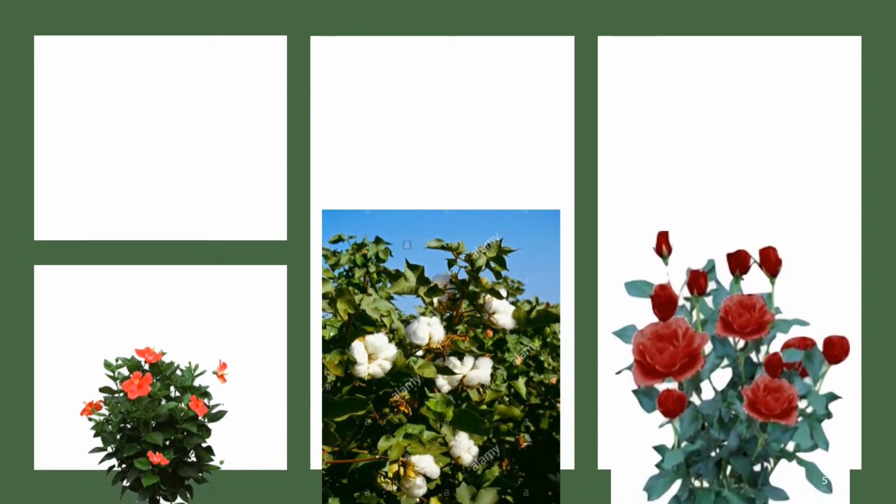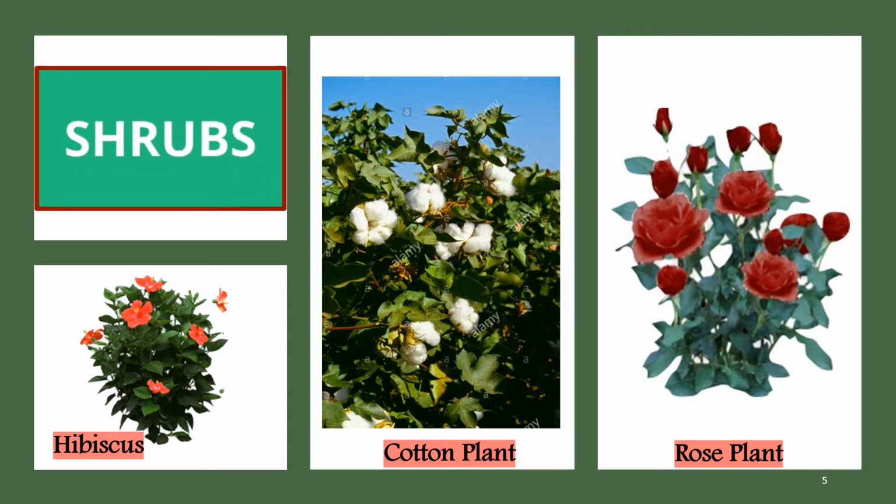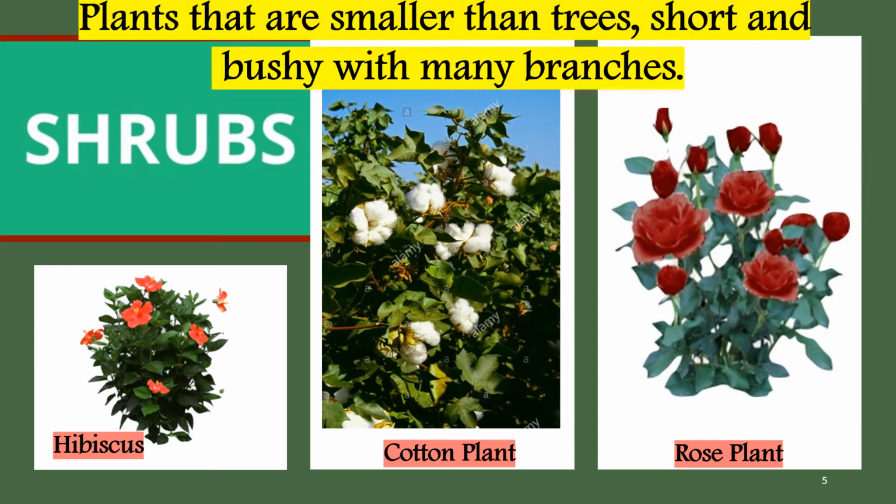Okay, so we learned that small plants are called herbs and big plants are called trees. But what are the plants which are of medium size called? Don't they have any name? Plants like hibiscus, cotton, rose are bigger than herbs but smaller than trees. Ab inhe kya bolte hain? They are called shrubs. S-H-R-U-B-S, shrubs. These are plants that are smaller than trees, short and bushy with many branches. Wow, that was amazing, isn't it, children? Yes.